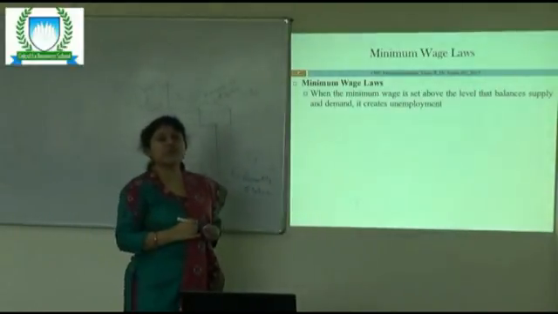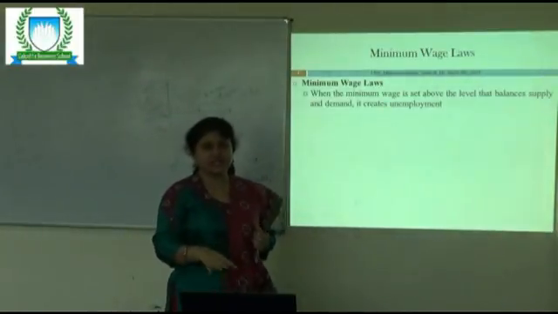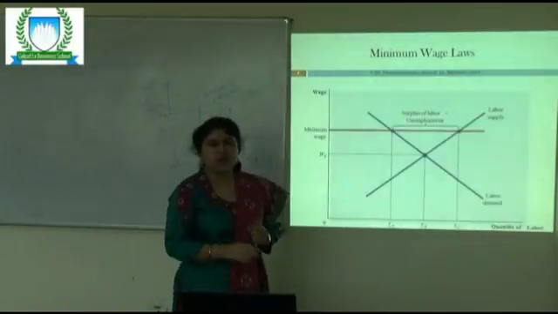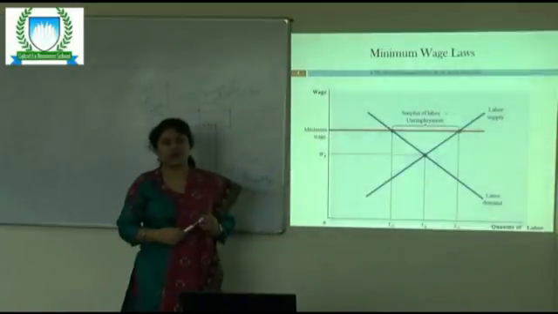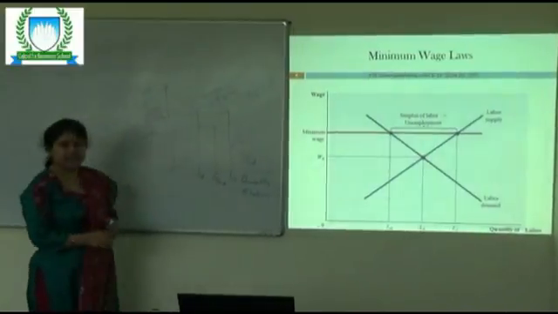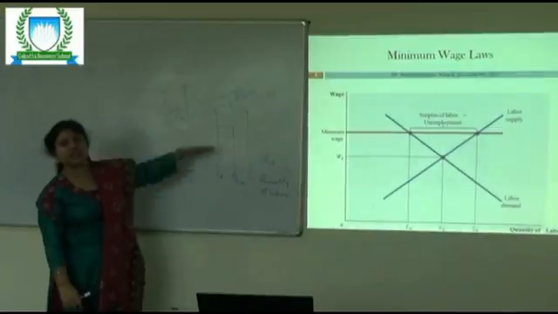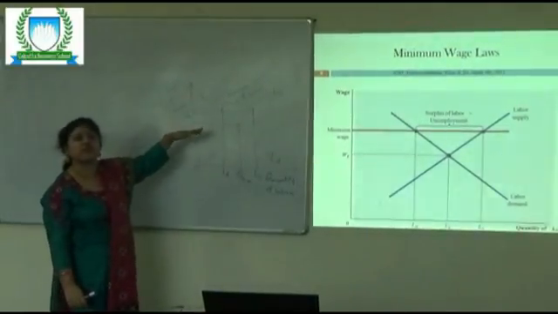Now this minimum wage law has been done by the government in various countries, even in India also. That's why we are always facing an excess supply of labor in our country. Secondly, these situations, that is, wage has been given a downward rigidity. It cannot move below this. Minimum wage is fixed over here.